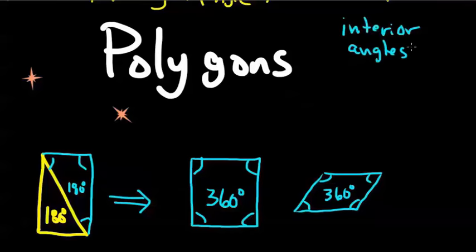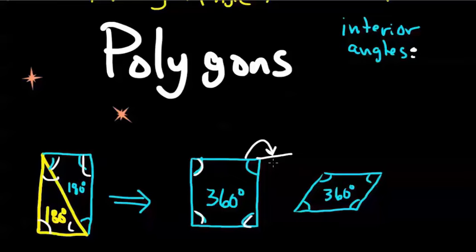The first one is interior angles, and that's what we're talking about, these angles on the inside. Okay, so all these are interior angles. Exterior angles would be something like out here. But we'll be focusing on interior angles.